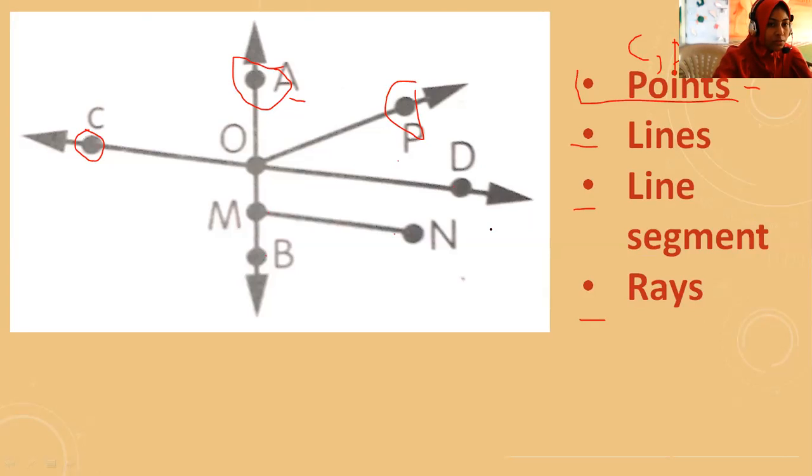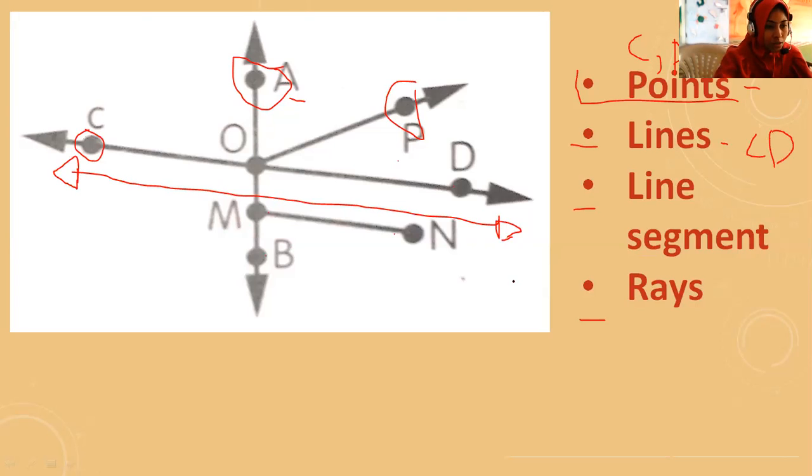If we take lines as an example, lines extend in both directions. I'll give you one example, then you find the next one. This is line CD because it starts with an arrow and ends with an arrow. It means you can extend it in both directions. So you can write line CD.